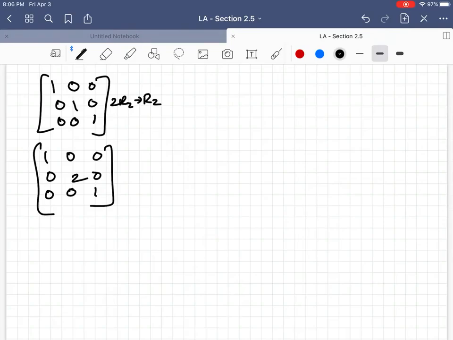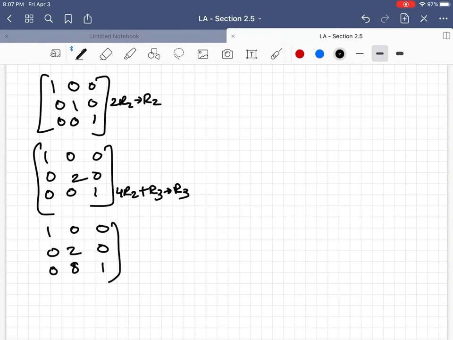All right, so the next piece, before I had done negative 4 row 2 plus row 3. Now I'm going to do positive 4 row 2 plus row 3, staying in row 3. All right, so I have 1, 0, 0, 0, 2, 0, and then that will be 0, 8, 1.